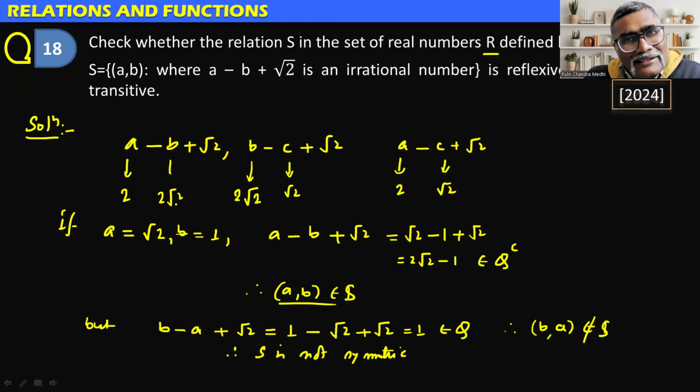It is irrational. That means A comma B belongs to S, B comma C belongs to S, whereas A comma C will not belong to S because if you write this expression, it will be a rational one. So how will you start? I'll not write the complete statement. I'll tell you verbally. You write for A equal to 2, B equal to 2 root 2, and C equal to root 2. A minus B plus root 2, you find a value and say that it is irrational. This is irrational, but A minus C plus root 2 is rational. Therefore, A comma B belongs to S, B comma C belongs to S, but A comma C doesn't belong to S. That's it. So it is not transitive. Good.